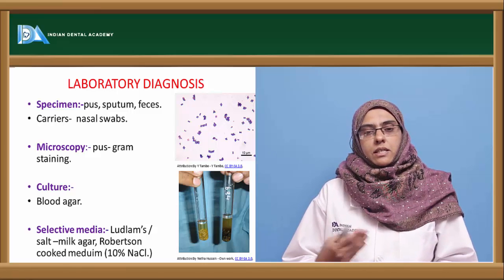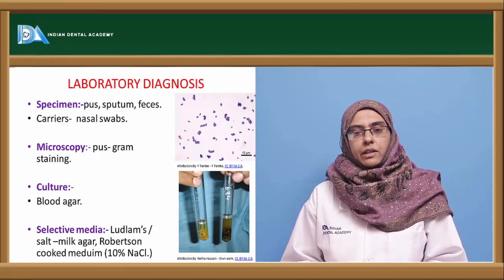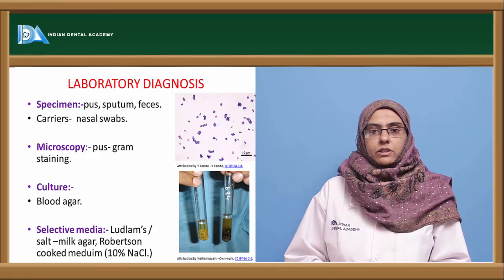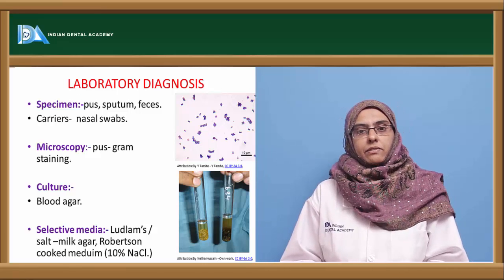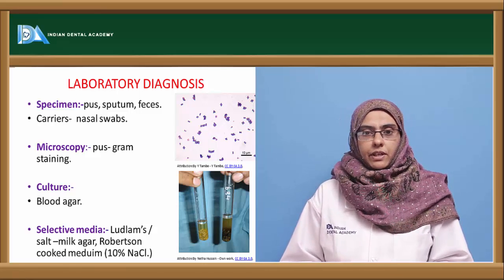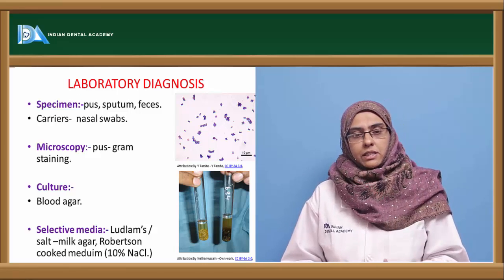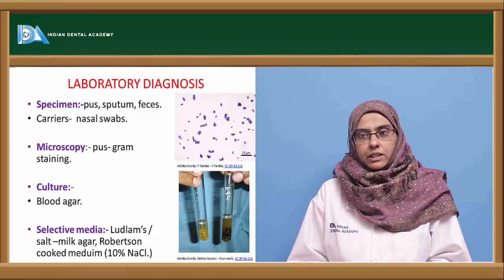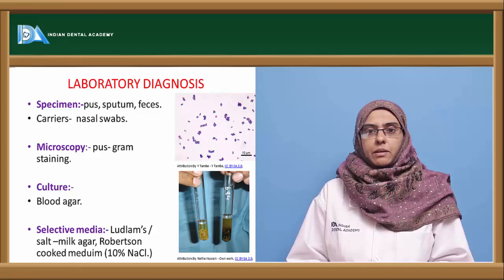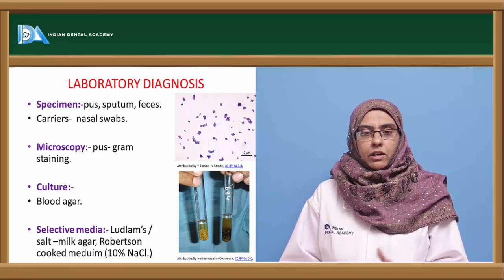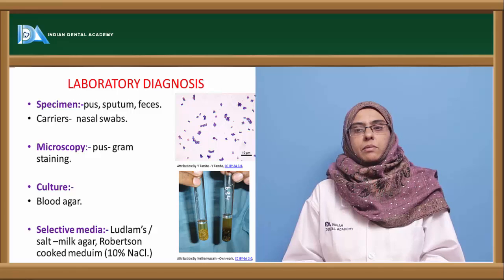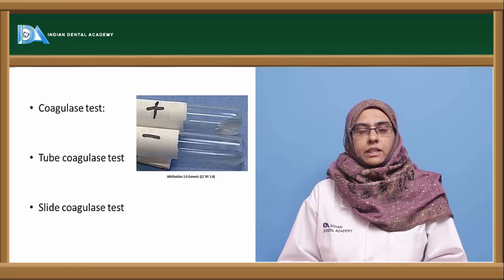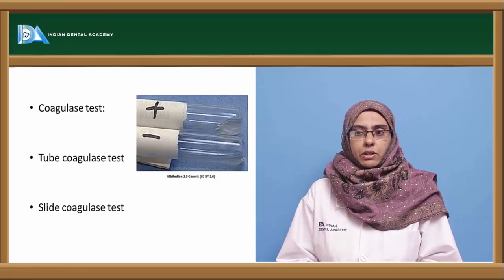As soon as the sample is received in the laboratory, immediately inoculate it onto blood agar and go for the isolation of the colonies on the blood agar. The typical characteristics that we see help in identification of the organism. Once the organism has been isolated on blood agar, you can go with the selective medium for the final identification of the organism. Here the selective medium is Ludlam's medium, salt milk agar, or you can go with Robertson's cooked meat medium containing 10% NaCl. So they selectively isolate the organism, which is staphylococcus, related to that particular disease.